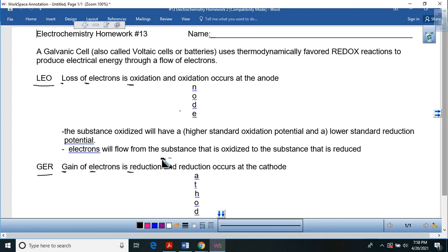So Leo, grr. And just a little thing I've set up here also shows you that oxidation always occurs at the anode. If you write out the word oxidation, it has an A, so oxidation occurs at the anode. And if you write out the word reduction, you'll see it has a C. So reduction occurs at the cathode. And so those are a couple of easy ways to determine what's happening where and whether it's oxidation or reduction.